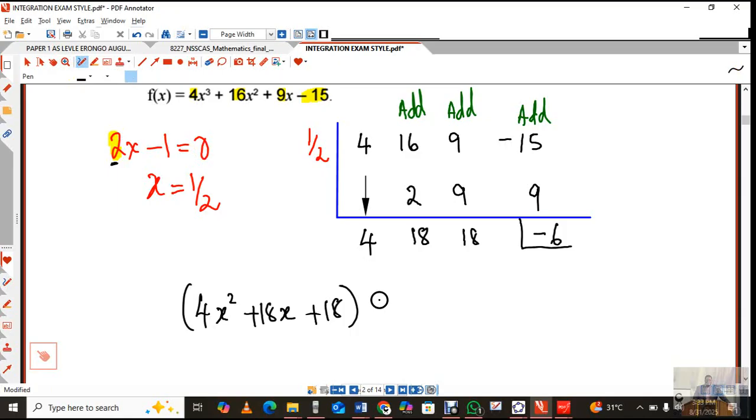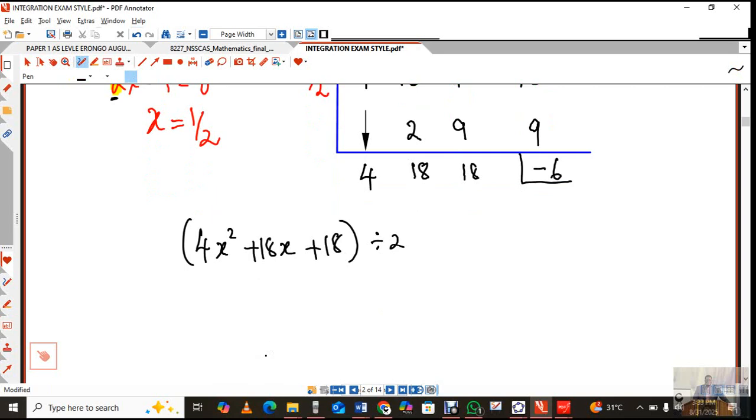That's something that you should always remember for you to get that p of x. So this implies that we have the answer of 2x squared plus 9x plus 9, obviously leaving you with the remainder of negative 6.